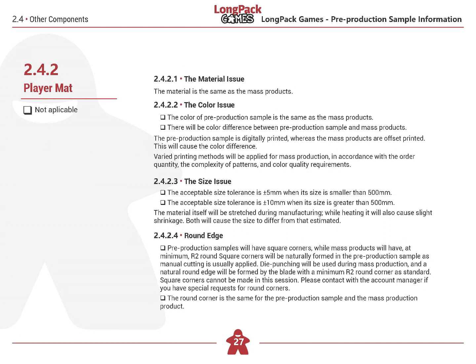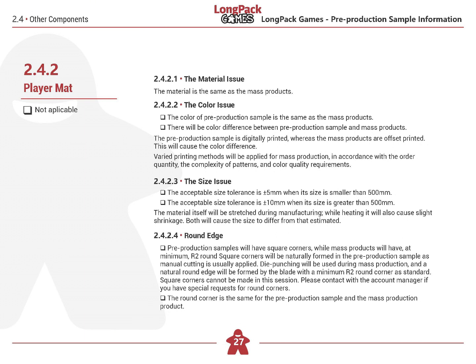The size issue. The acceptable size tolerance is plus or minus 5 mm when its size is smaller than 500 mm. The acceptable size tolerance is plus or minus 10 mm when its size is greater than 500 mm. The material itself will be stretched during manufacturing. While heating it will also cause slight shrinkage. Both will cause the size to differ from that estimated.